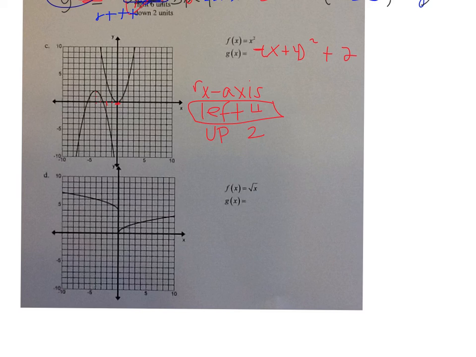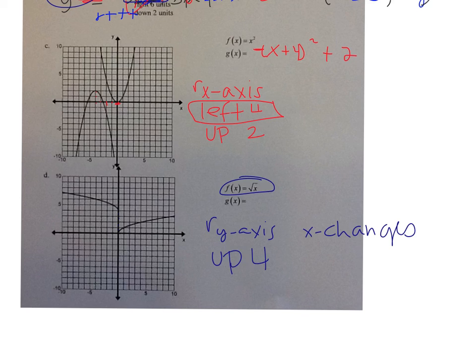Okay, let's take a look at D. I notice here that I have a reflection because I'm going this way and now I'm going this way. This is the parent function, that's this here. If you're not sure what those graphs look like, you should graph it. So it is a reflection over the y-axis. That means x changes. And let's see, it's up 1, 2, 3, 4 units.